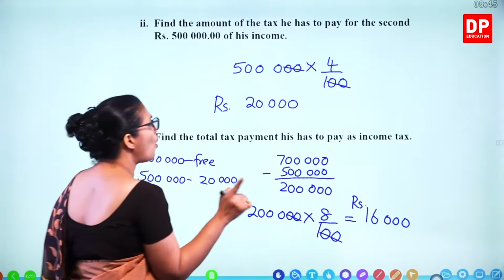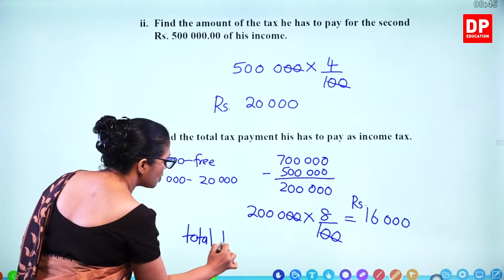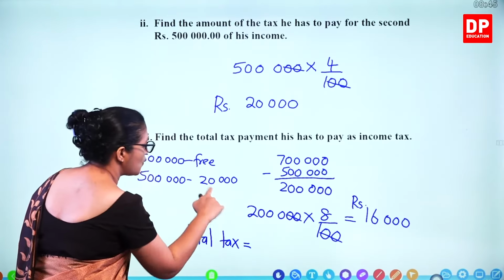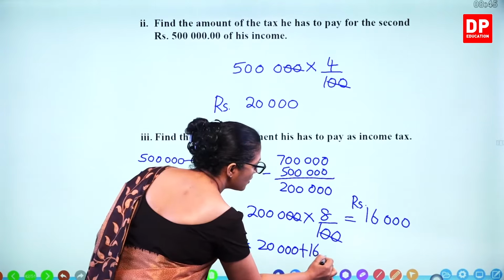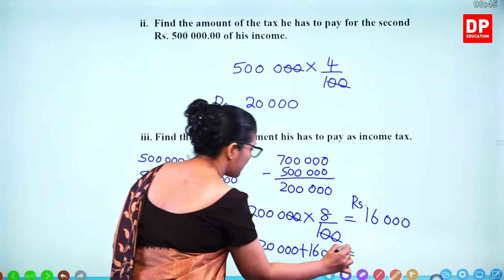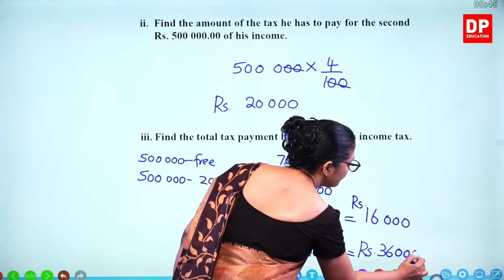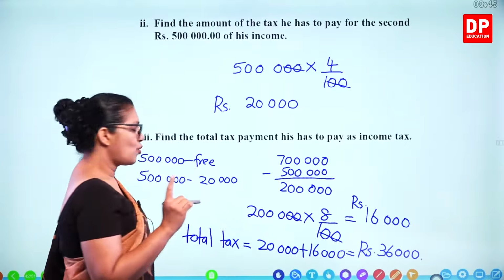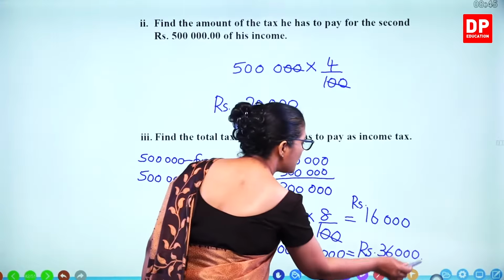So, what's the total income tax? Total tax is 20,000 before and 16,000. So, altogether 36,000 rupees is the total tax. So we'll see how many marks for this.